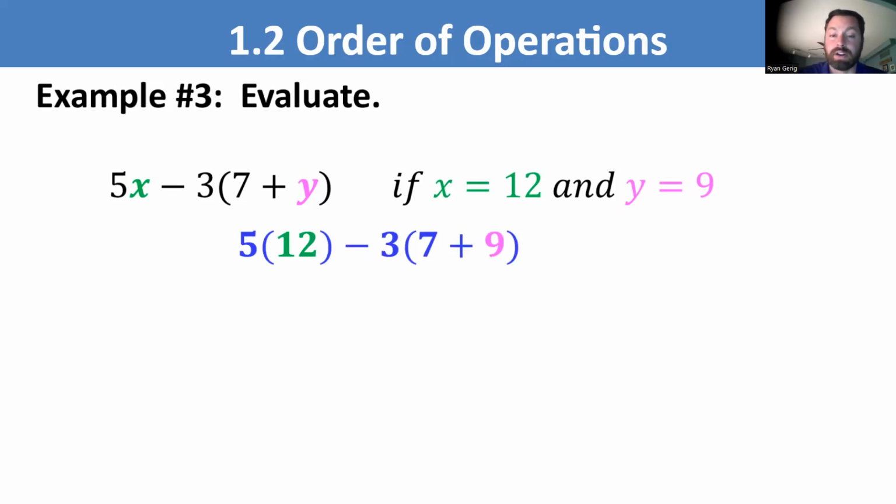Now you just go about like I did on the previous problem. 5 times 12 is 60, -3. 7 plus 9, I can go ahead and add those together because that's inside parentheses and get 16. That's 3 times 16, which I want to do next. Not doing anything with 60 yet. 3 times 16 is 48. And then I do the last step, which is subtract and get 12.